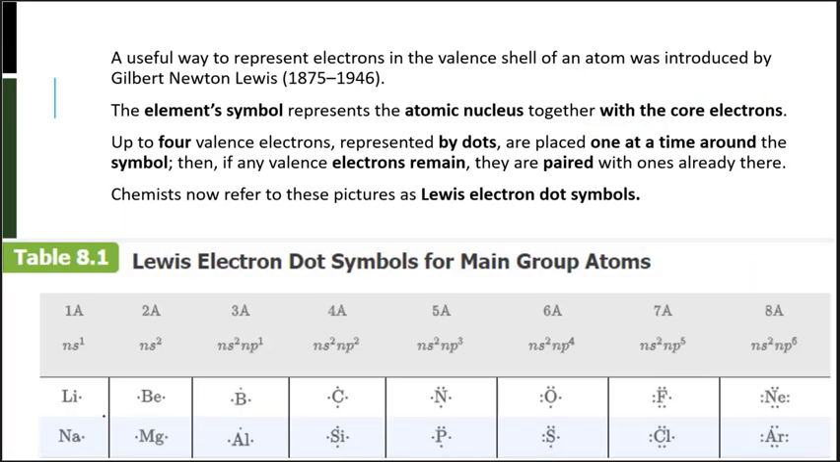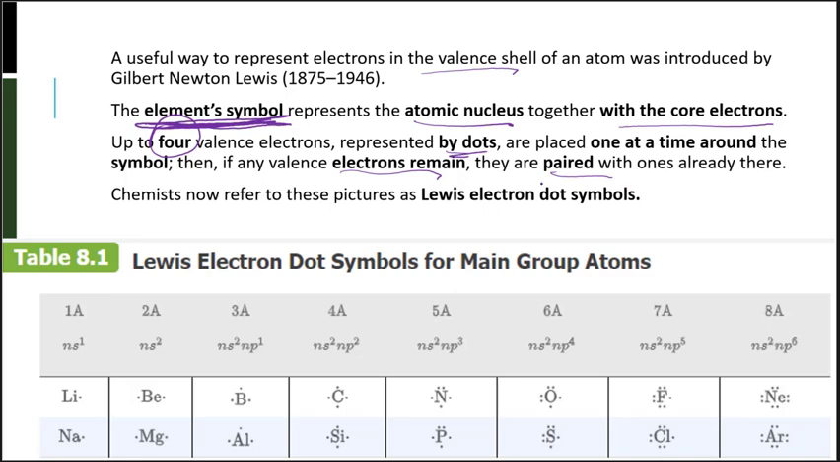A useful way to represent electrons in the valence shell of an atom was introduced by Gilbert Newton Lewis. The element's symbol, simply by just writing the symbol, represents the atomic nucleus together with the core electrons. Up to 4 valence electrons, represented by dots, are placed one at a time around the symbol. Then, if any valence electrons remain, they are paired with the ones that are already there. Chemists refer to these pictures as Lewis electron dot symbols or Lewis electron dot diagrams.